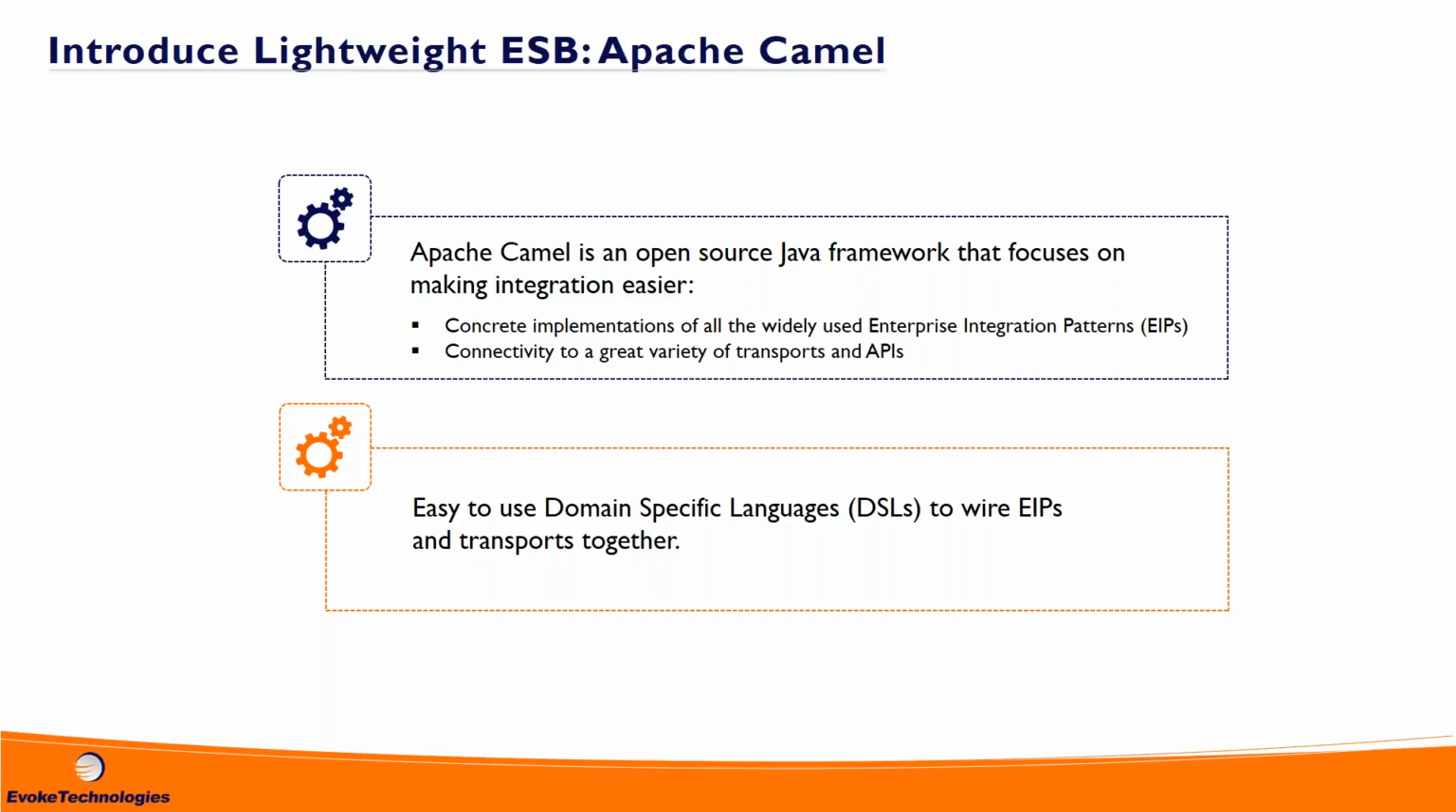Another unique feature of Apache Camel is that it provides support for multiple domain-specific languages, such as Java, Groovy, and Scala. So all the endpoint configurations and data transformation logic can be written in any of these languages depending upon the ecosystem needs.